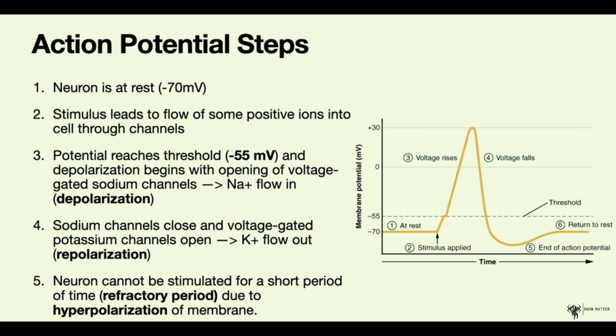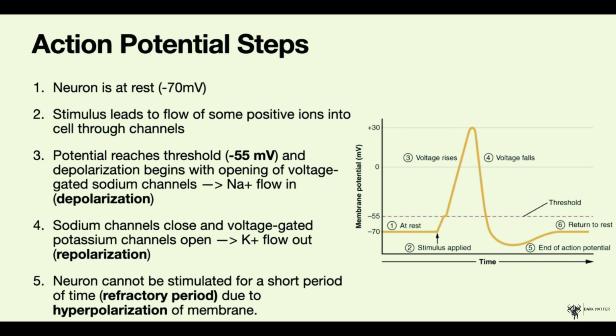So the potential, instead of being negative, is starting to go towards 0, and then eventually it will be positive. The potential reaches a peak of around +30 millivolts, and then the sodium channels will close and voltage-gated potassium channels will now open so that potassium can flow out. This stage is called repolarization, since the neuron is going back to its negative potential. Now, because the potassium channels stay open for a while, the potential becomes slightly more negative than it was at rest due to this major flow of potassium ions out of the cell.